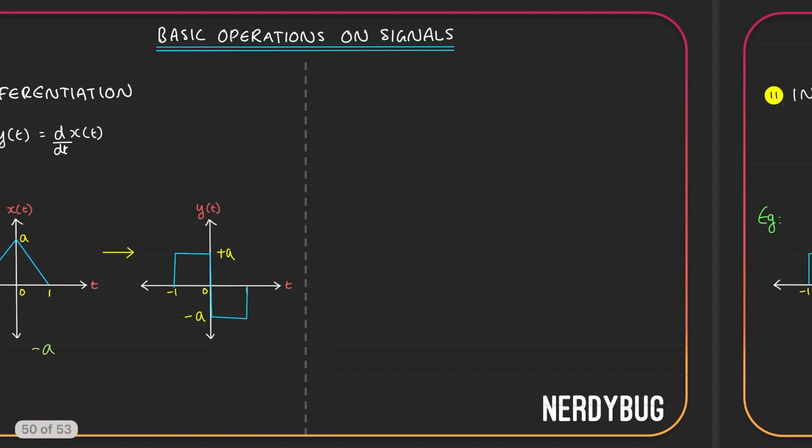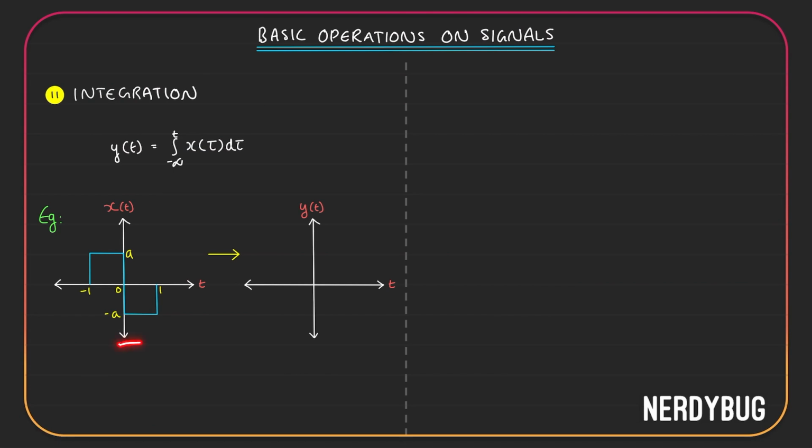Now let's do the opposite of differentiation, which is integration. We have x of t over here ranging from -1 to 1, and I have to plot y of t. Now, when you integrate a rectangular signal over here, you will get a triangular signal with a positive slope like this. And on the other side, it's minus a, so you will again get a rectangular signal, but slope will be negative, -1 plus 1 a.